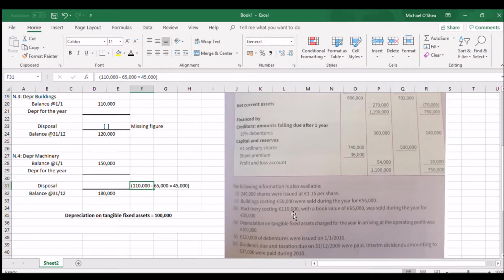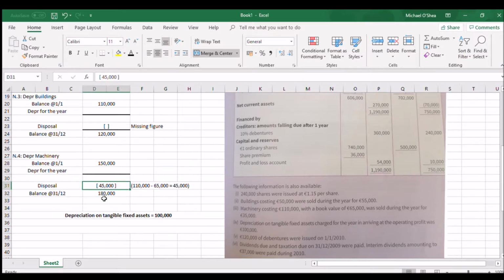Therefore, if it cost 110 and went down to 65, there was depreciation of 45,000. So this is my depreciation for machinery account, and I'm trying to take the disposal out of the depreciation account. I know that the disposal on this fixed asset which I sold was 45,000 because it went down from 110 to 65. So if I take out the 45,000 here, that is my disposal amount gone out of the account. The only two figures we have to try to find are depreciation for the year and disposal.